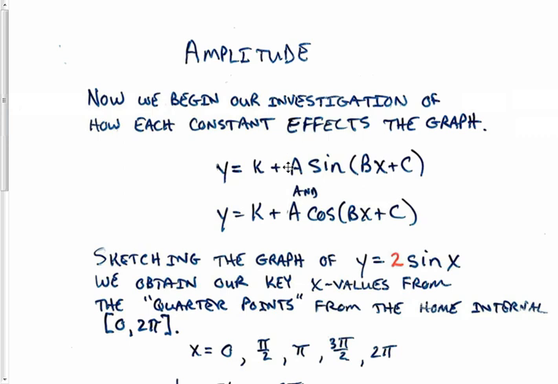And the first one we're going to talk about is this constant A. So we're assuming that we don't have a K here, and we don't have a B here, and we don't have a C. We just have some number A, as in the example y equals 2 sine x you see here. So the only thing is the factor in front of the sine function, or the factor in front of the cosine function. And this changes what's called the amplitude of the function.